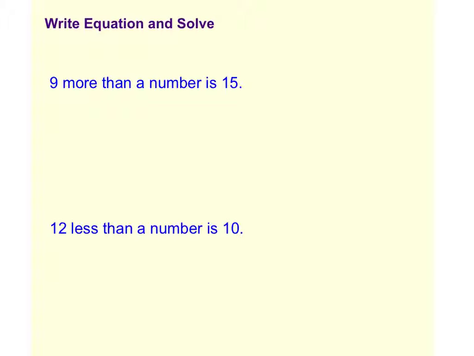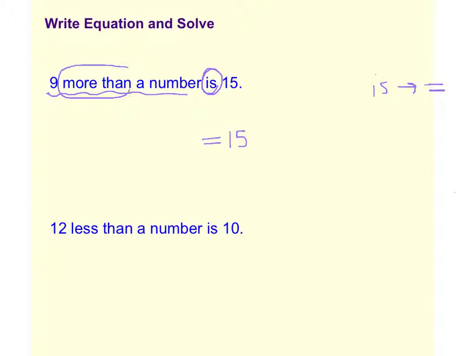So when we're writing these, we want to take a look at that word "is." Is going to be our equal sign. So 9 more than a number is 15, so I know that it's going to equal 15. And now we just have to figure out, how do you translate 9 more than a number?